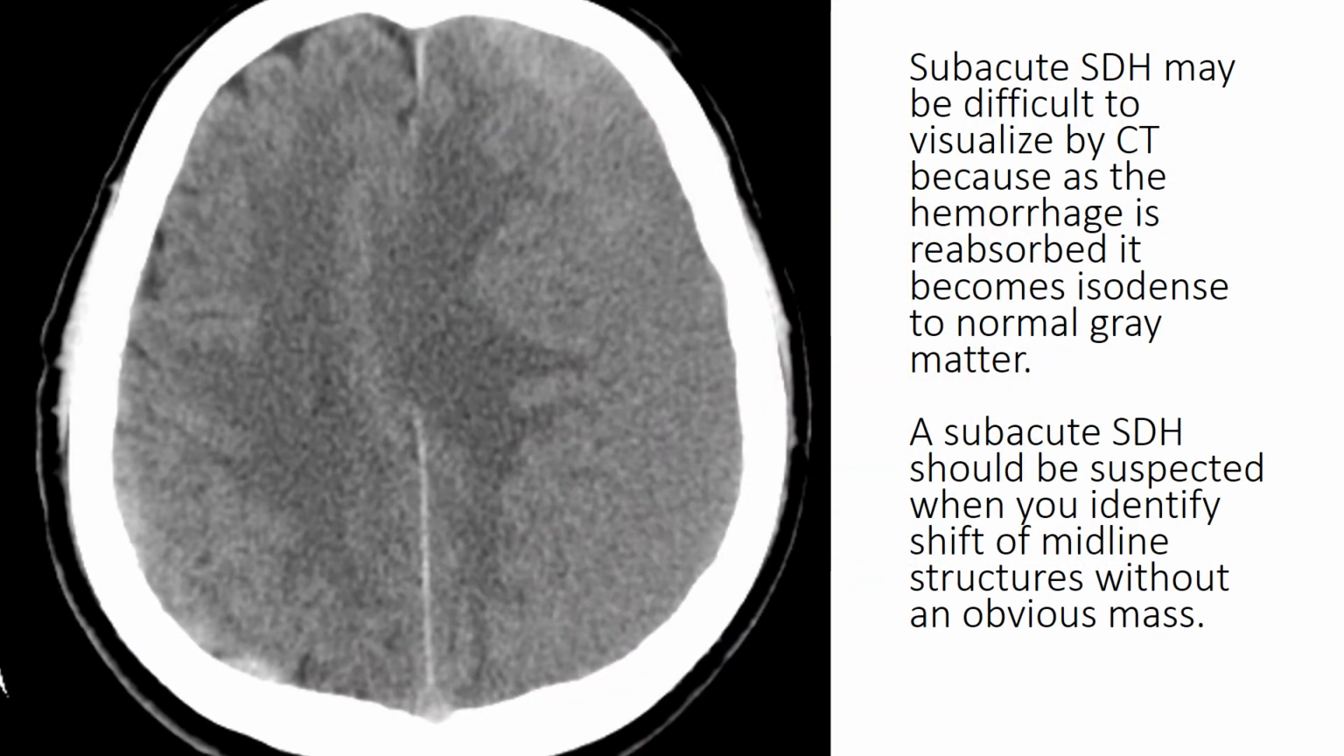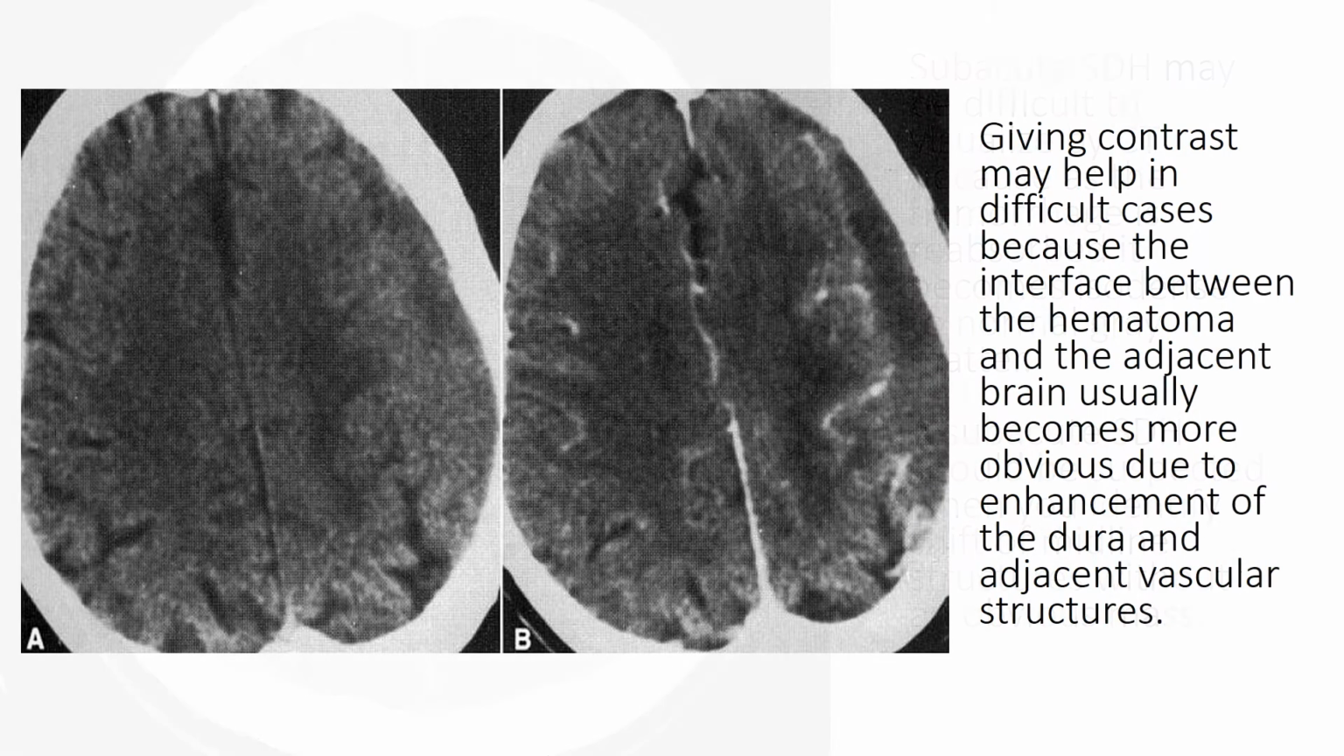Subacute subdural hematoma may be difficult to visualize by CT because as the hemorrhage is reabsorbed it becomes isodense to normal gray matter. A subacute subdural hematoma should be suspected when you identify shift of midline structures without an obvious mass. Giving contrast may help in difficult cases because the interface between the hematoma and the adjacent brain usually becomes more obvious due to enhancement of the dura and adjacent vascular structures.